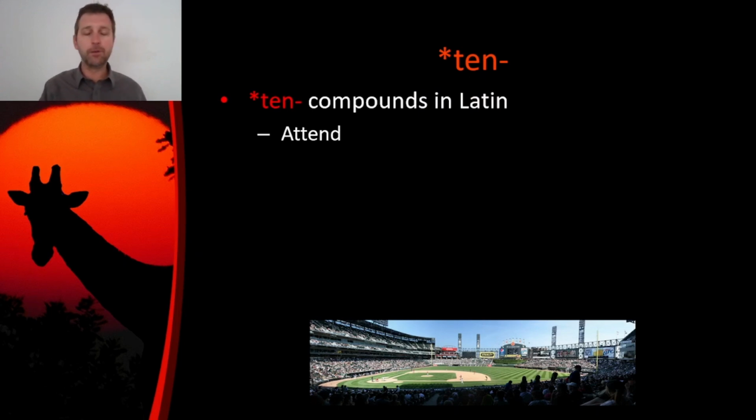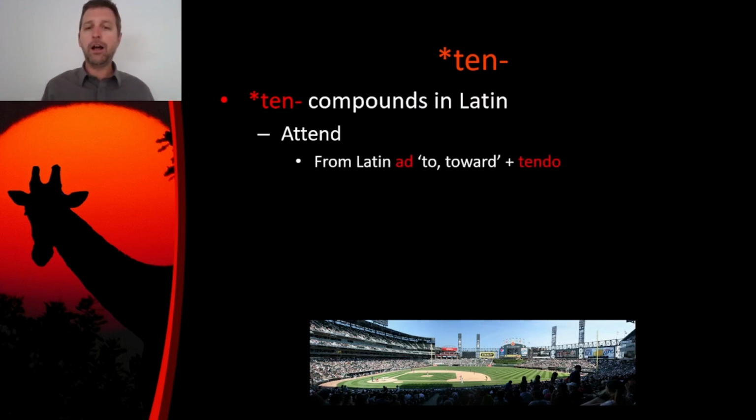What about if you put a different preverb on the front of tendo? What if you put ad? Ad is a preverb that we've talked about quite a bit on this channel. It means to or toward, and it also likes to assimilate. That final D likes to assimilate to consonants that follow it.